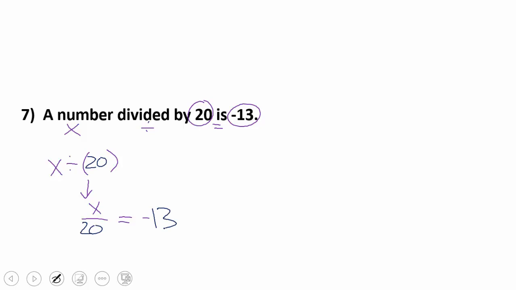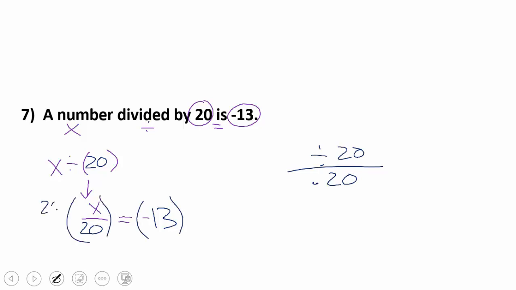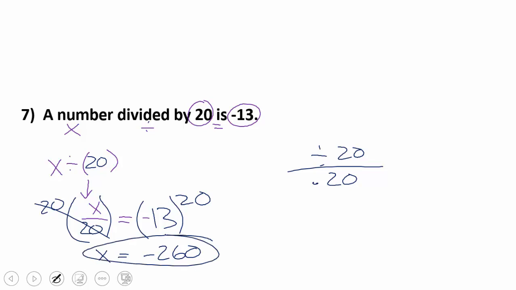Wow, got it right. So I'm dividing by 20. The inverse is to multiply by 20. Now that we got that straightened out, I'm going to multiply by 20 on both sides. One to isolate, leaving me with x, and two to keep it balanced. And that gives me negative 260. I know multiplying by a power of 10, I can just add the 0 on the end. So 20 times 13 is 260. It is negative, so negative 260.